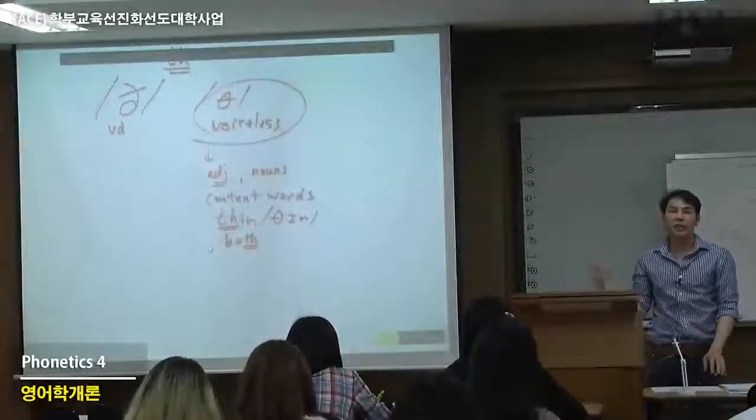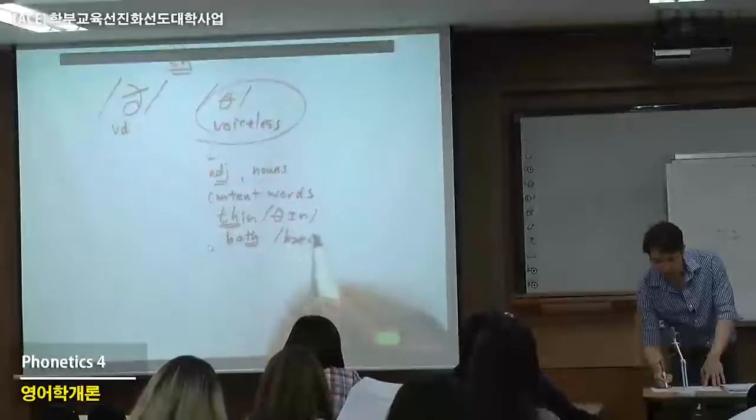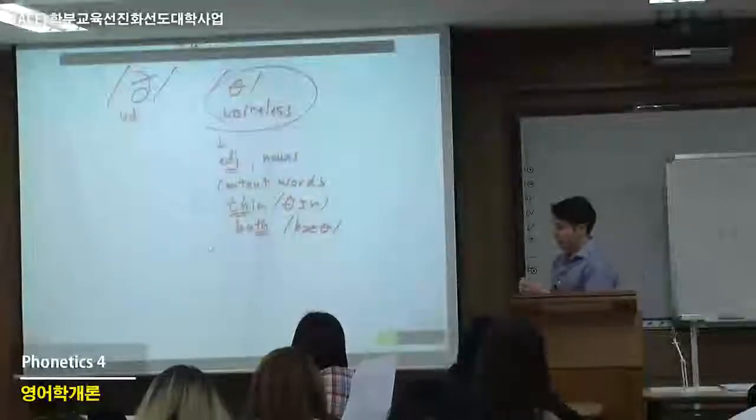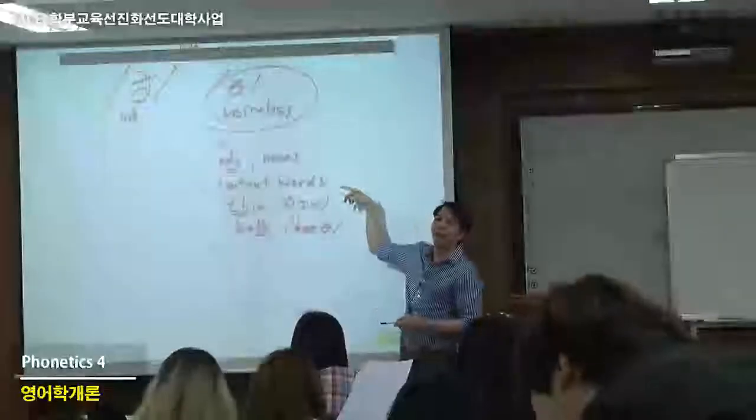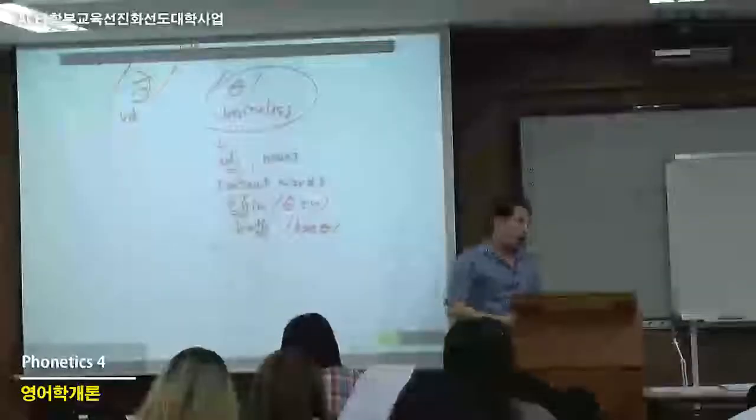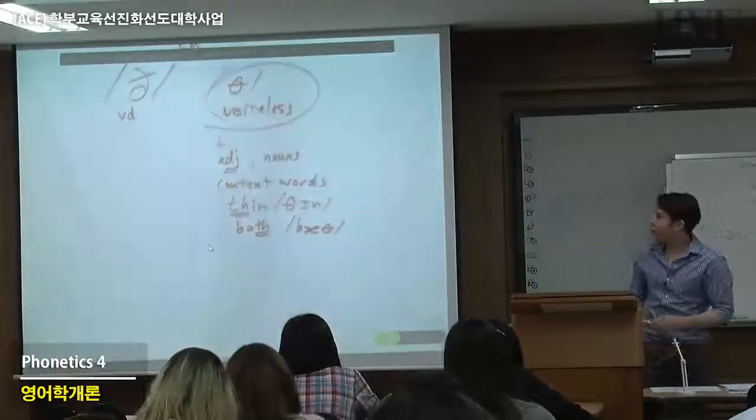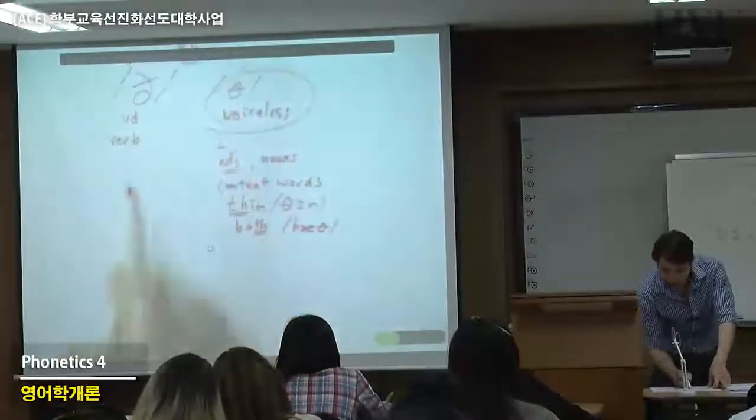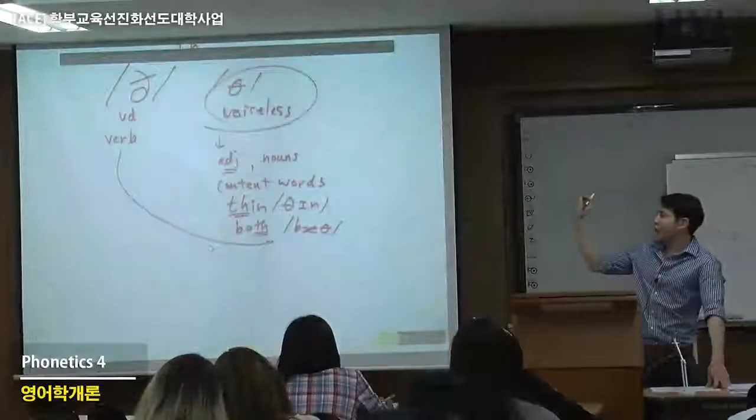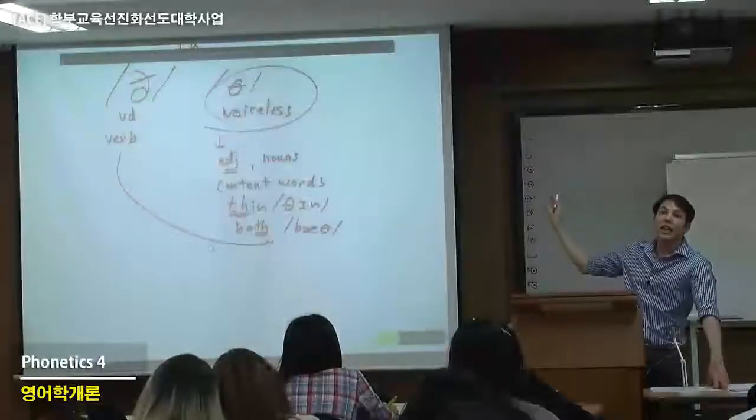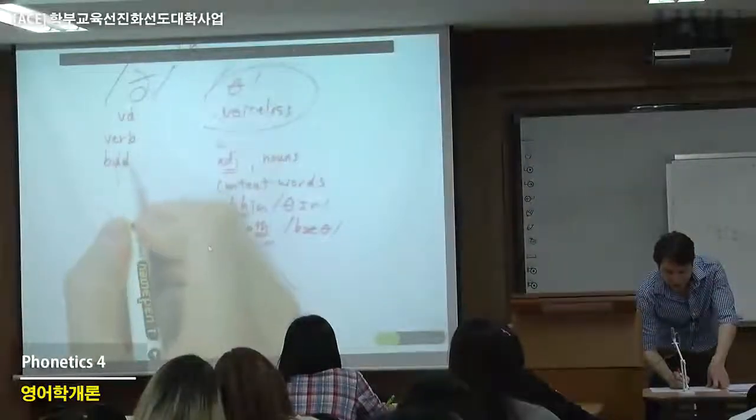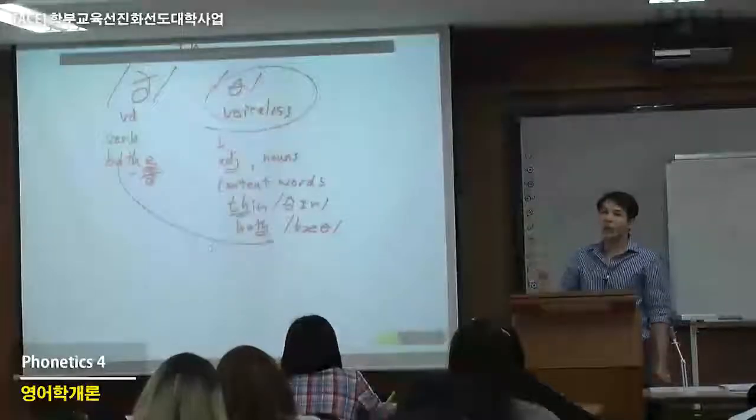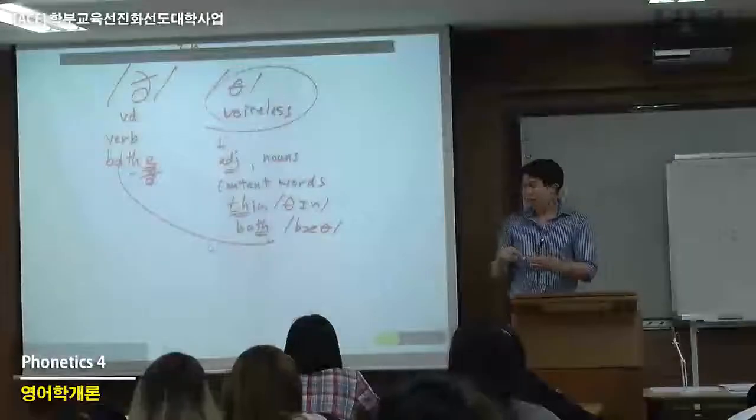B-A-T-H, bath. Take a bath. So it's bath, like that. Okay? If it's a noun, an adjective, it should have the voiceless version, the theta. But if it's the voiced version, you should have a verb that corresponds to that noun. So the verb of bath is bathe, right? So bathe, B-A-T-H-E. So in this case, it's the voiced type. So bathe, right? Sunbathe, like that.